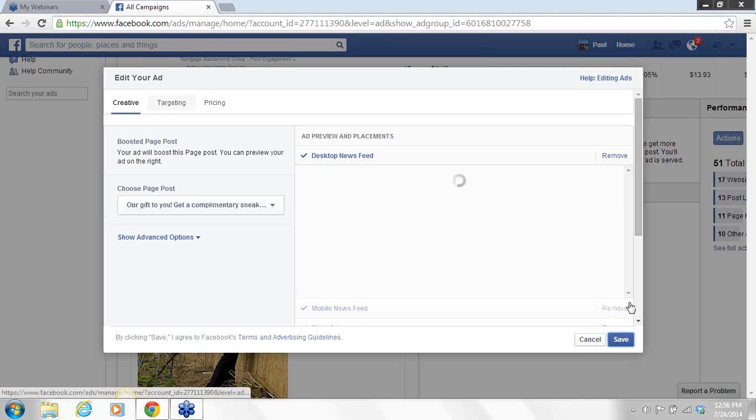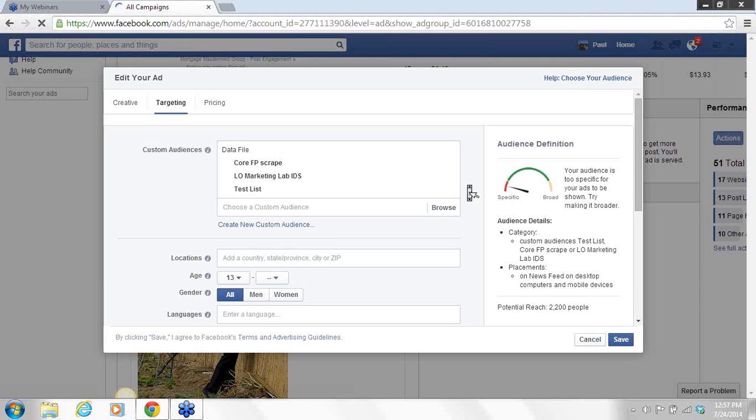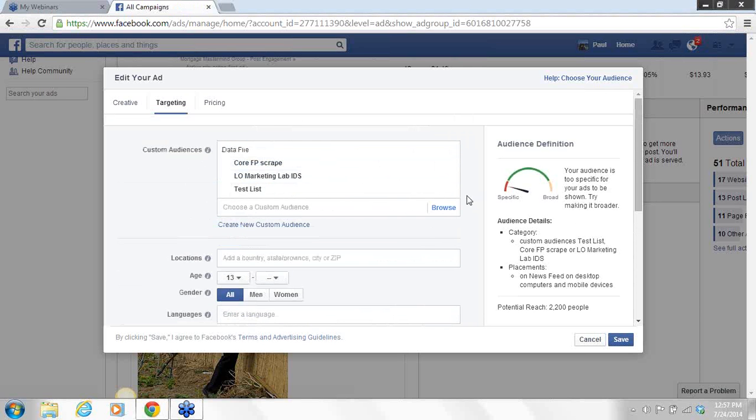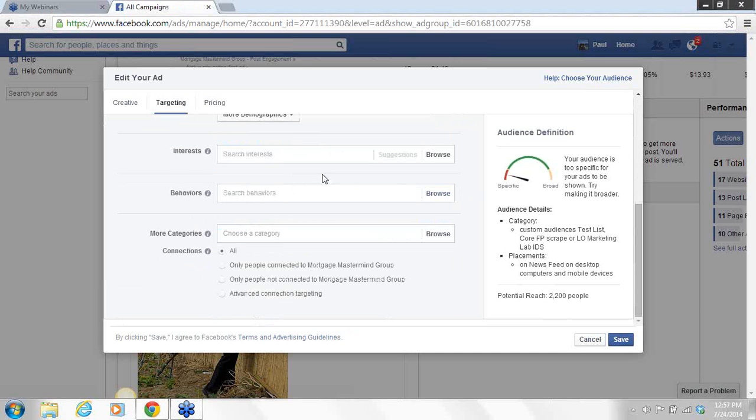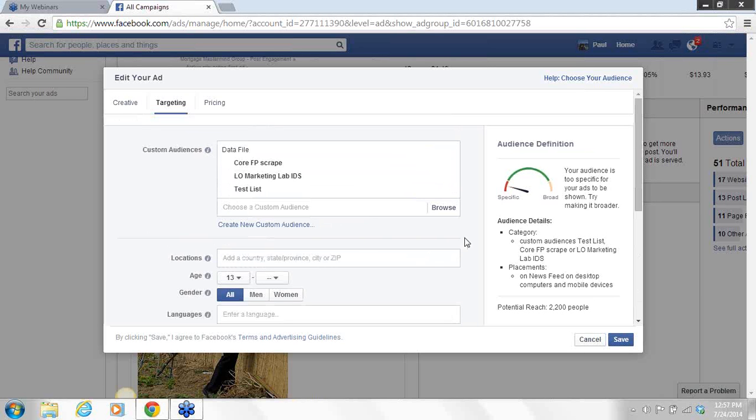I could either go back to here and click the edit pencil by the targeting, or since I'm over here already, I can use these action buttons on top. If I want to edit my targeting, I would select the targeting option. And now I can come in here and add to my custom audience, or I can still add more demographics, or I can take away a demographic that I had included in here. So I can edit those things after the fact.